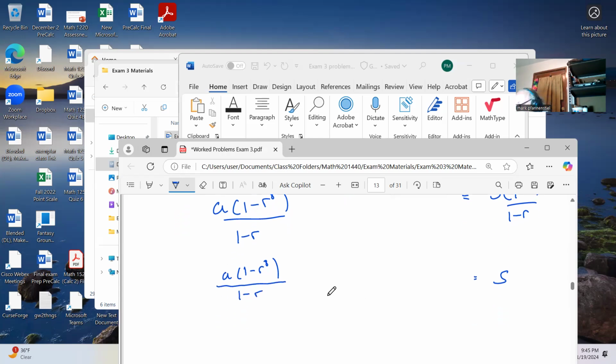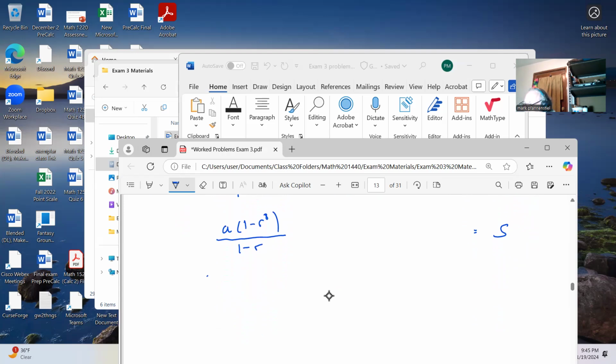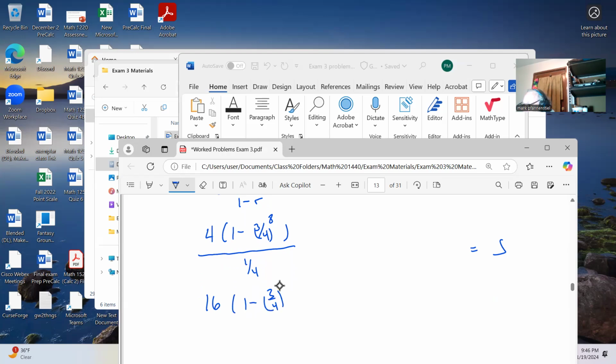Now we'll start cleaning this up a little bit. This is going to be 4 times 10 to the 6 dollars, times 1 minus 3 quarters raised to the eighth power, divided by 1 minus 3 quarters. 1 minus 3 quarters will be 1 quarter left. This is again going to be s. So we're actually going to end up with 16 times 1 minus 3/4 raised to the eighth power. And we're going to go ahead and get our handy dandy calculators and sort that out.